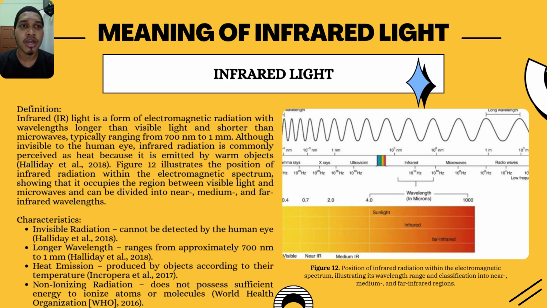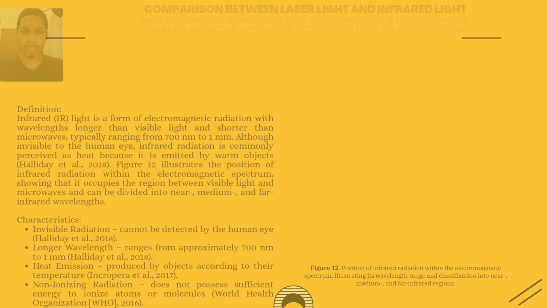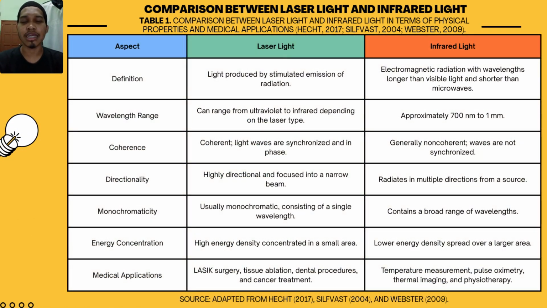And this figure shows the position of infrared radiation within the electromagnetic spectrum, illustrating its wavelength range and classification into near, medium, and far infrared regions. Next, we go to the comparison between laser light and infrared light.